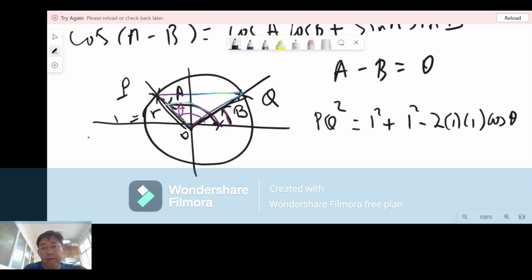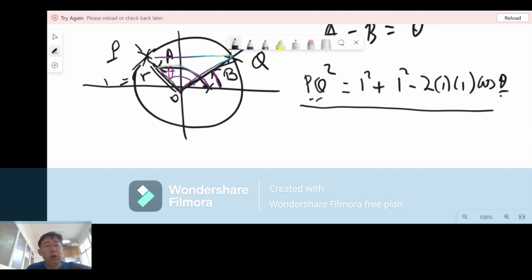So now we have a very simple relationship that relates cos theta and the length of PQ. And what is the length of PQ? The length of PQ could be easily worked out based on the coordinates.